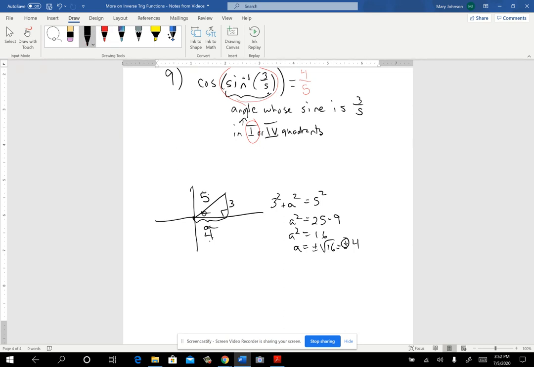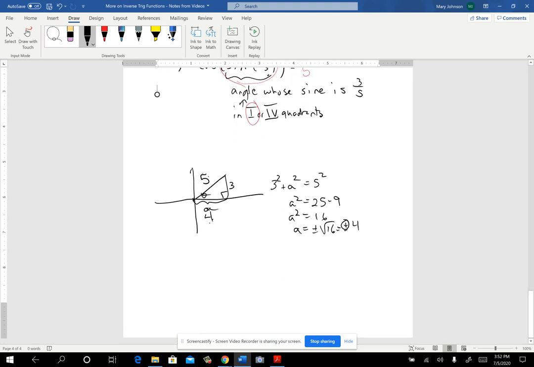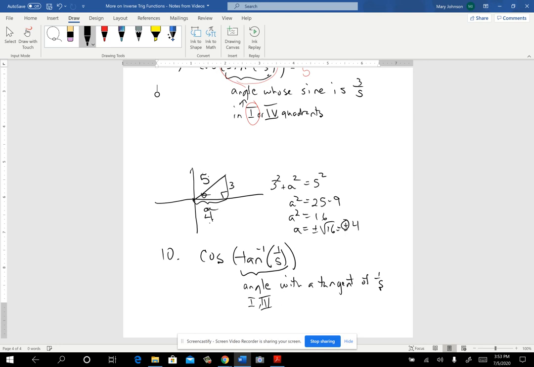Let's do one more of these before we do a whole bunch on the next video. Let's try number 10. Number 10 on the worksheet has us do cosine, again, of tan inverse of a positive 1/5. Okay, so we know the inverse tan function should be an angle in the first or fourth quadrant with a tangent of 1/5. So if it's positive, it has to be the first quadrant, right? So again, on this particular one, you're going to draw your angle in the first quadrant.